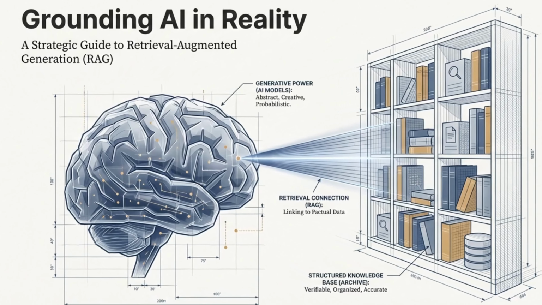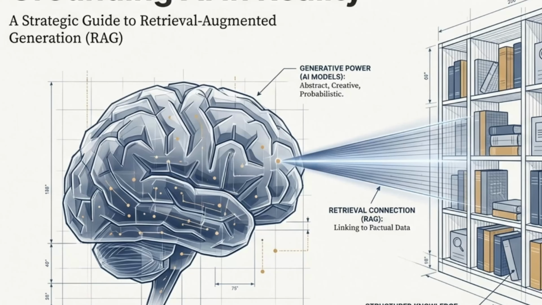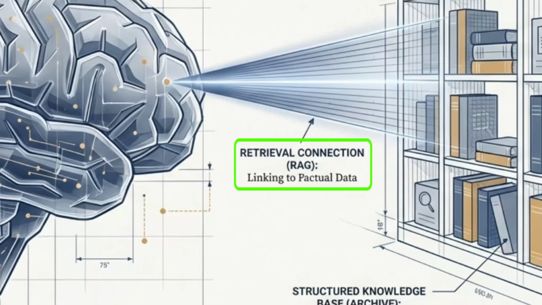So here we go. We all know that large language models are incredibly powerful. They are creative, abstract, and can brainstorm like crazy. But if you have ever tried to use them for serious business, you know there's a missing piece. That missing piece is what we call the retrieval connection. It's about taking that creative brain and physically linking it to actual factual data.